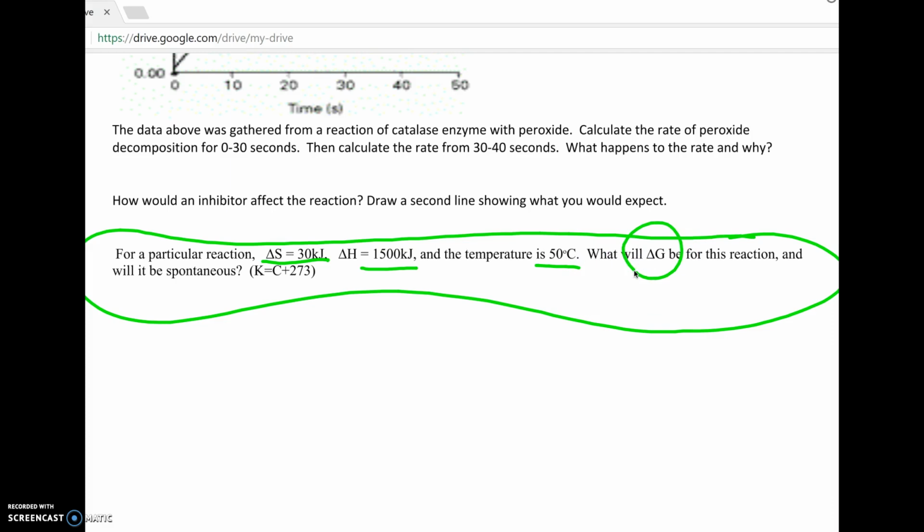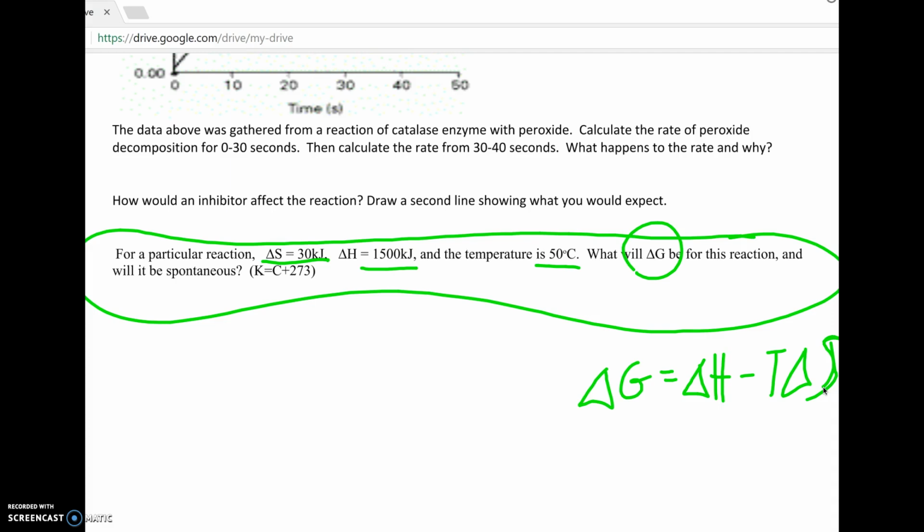How are you going to know if it's spontaneous? Exactly. So if your answer's negative, it's spontaneous. It's 2 points. One for giving me delta G, one for telling me if it's spontaneous or not. This formula, remember, is on the formula sheet. So it's a matter of just plugging in the numbers. That's all you'll have to do.